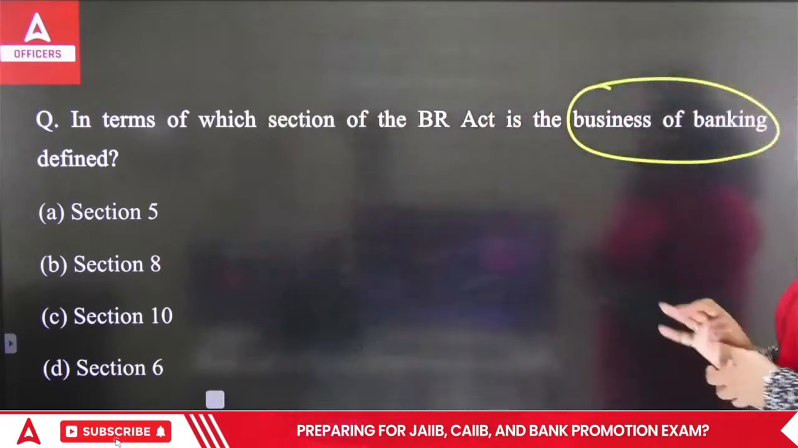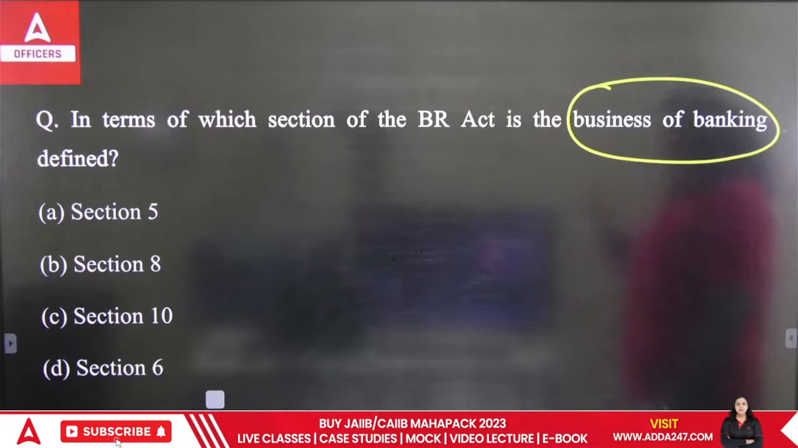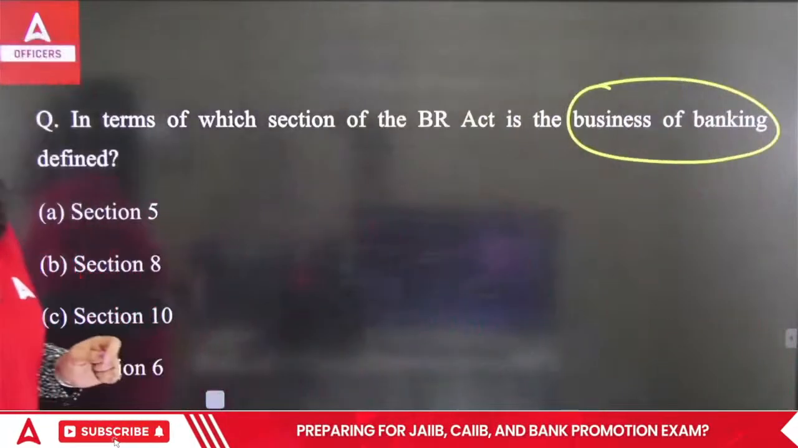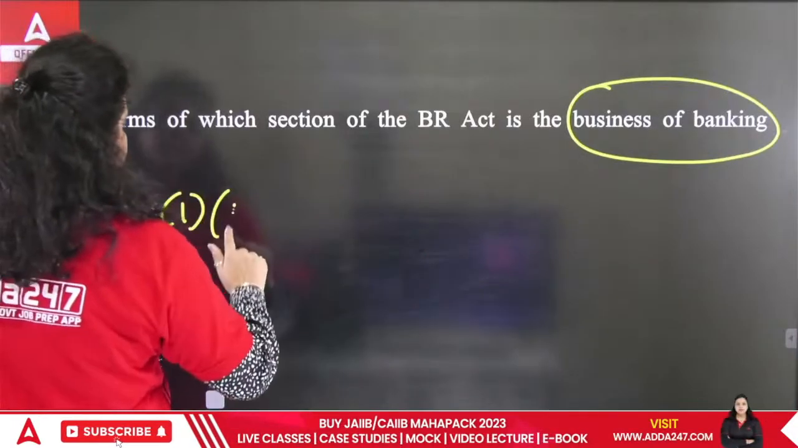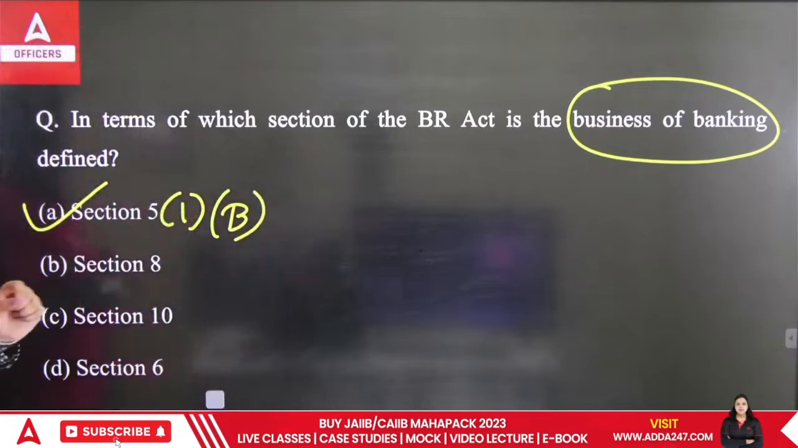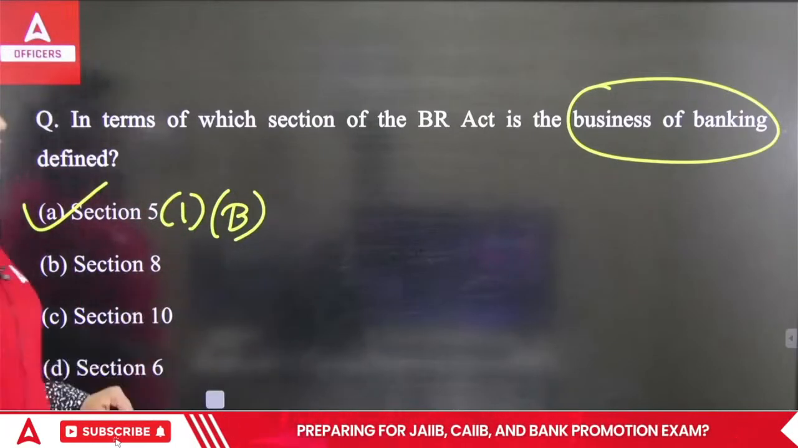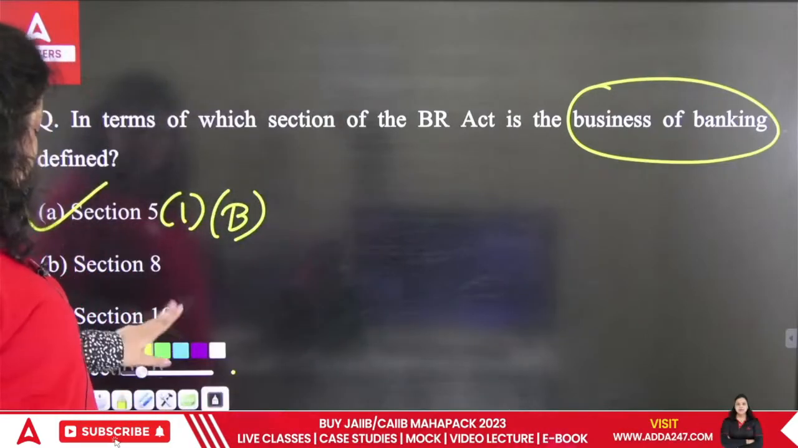So that's what we are talking about here in the Banking Regulation Act, the business of banking. So it is defined under which particular section? It is defined under Section 5. Section 5(1)(b) talks about what the actual business of banking is. Okay. So the right answer here will be which particular option? Option number A.